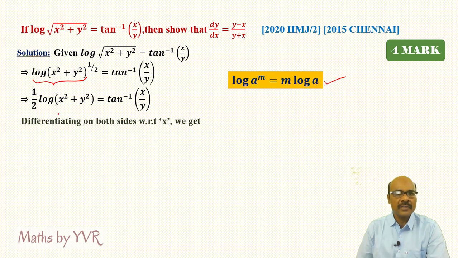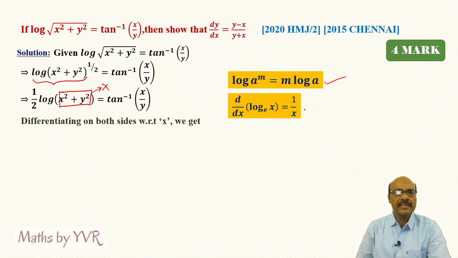Before going to differentiate, what are the functions given in the question and which type of functions do we have? If you observe the left side, this x square plus y square term, if we consider it as the x variable, then this is the log x form. Then what is the derivative of log x? The derivative of log x is 1 by x. And if you observe the right side, we have tan inverse x by y.